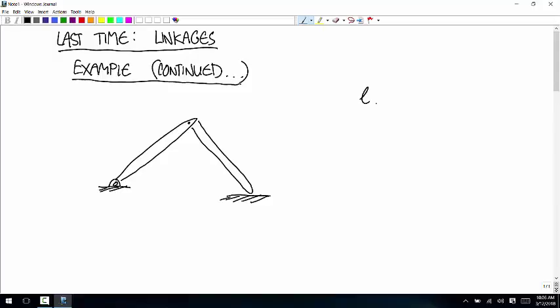Each of these lengths was 1 meter. Each of the masses was 10 kilograms. And there was a 1,000 Newton force here. Can anyone confirm through your notes that this is what the problem was? Okay.